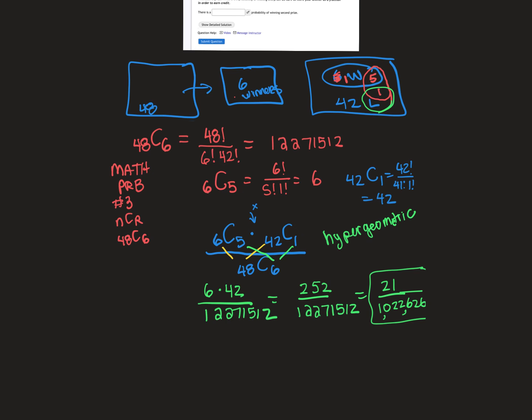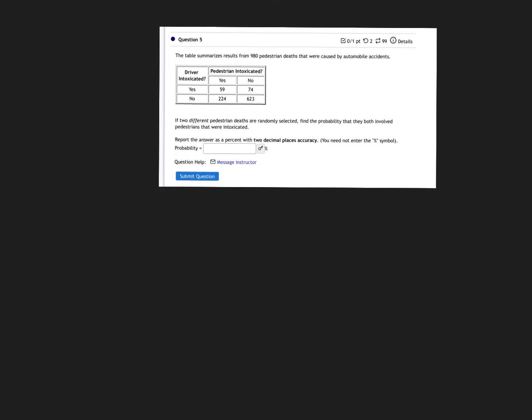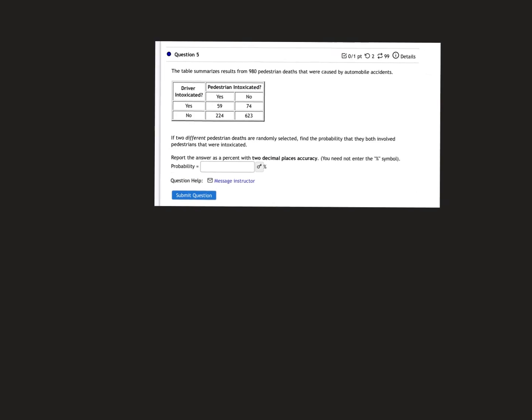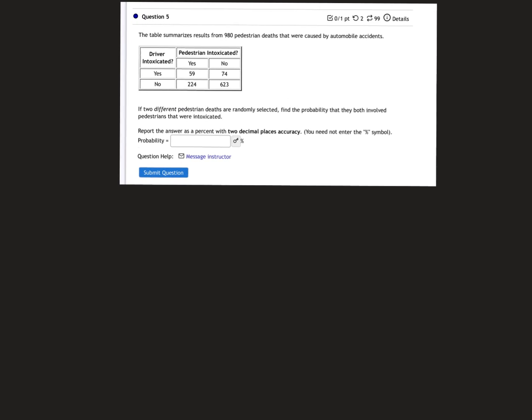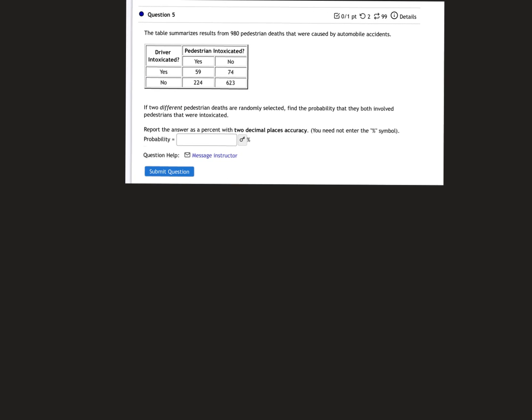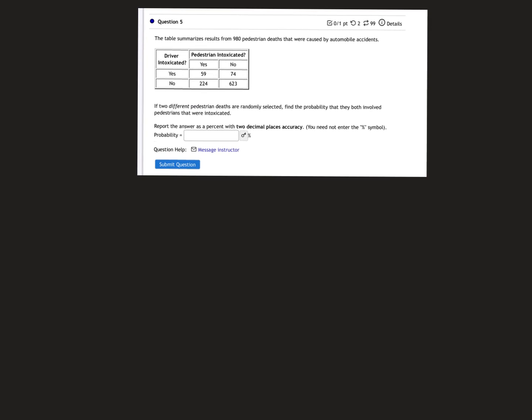All right, so this is the final problem we're going to look at. This says the table summarizes the results from 880 pedestrian deaths that were caused by automobile accidents. And they're asking, was the driver intoxicated or the pedestrian? And 2 different pedestrian deaths are randomly selected. Find the probability both are involved. The pedestrian was intoxicated. So we have the probability of the first times the probability of the second.